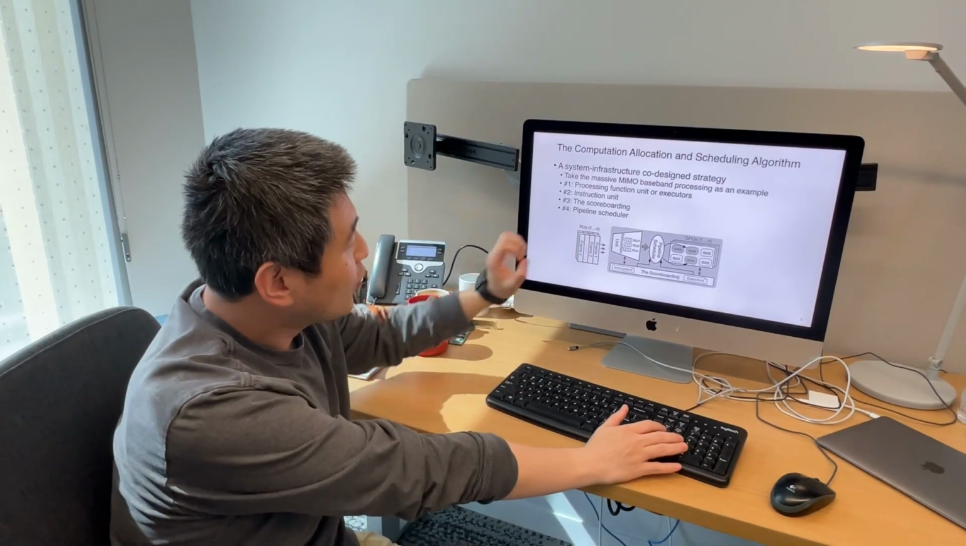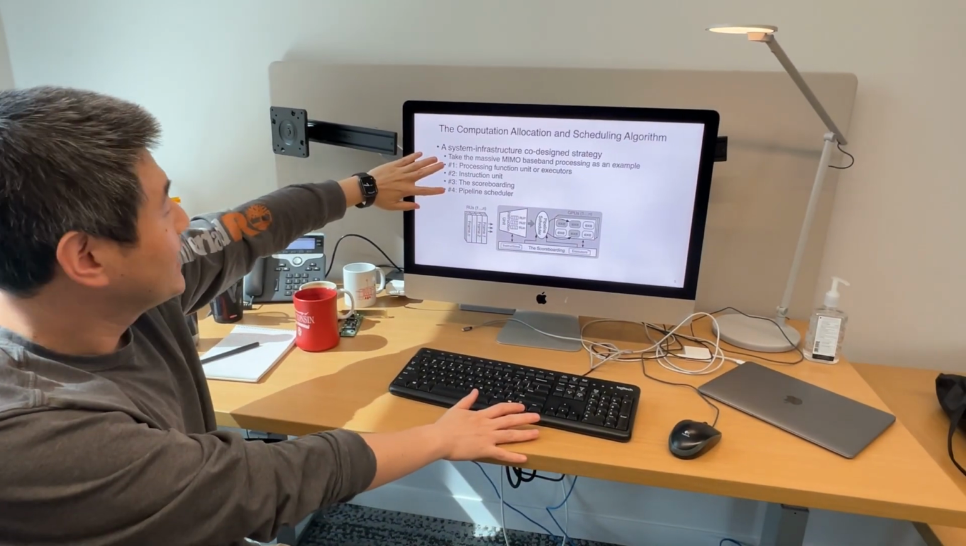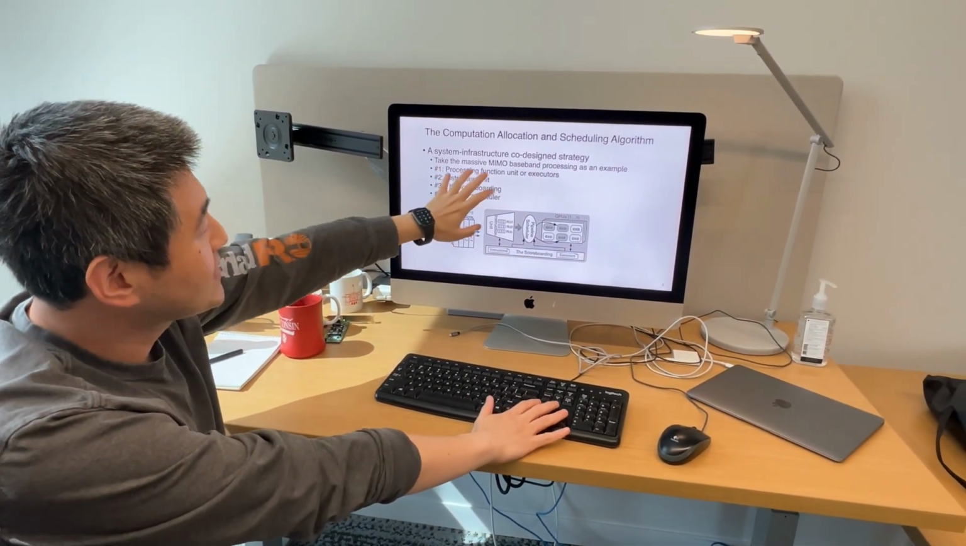So this invention is essentially computation, allocation, and scheduling algorithms. This one is inspired by dynamic instruction scheduling from the computer architecture world. So when we look at how it works, the scheduler has 4 system components.